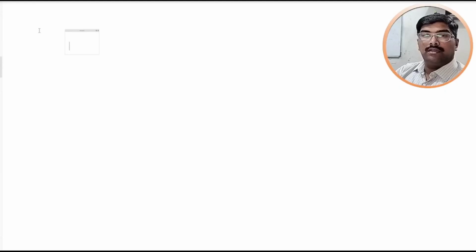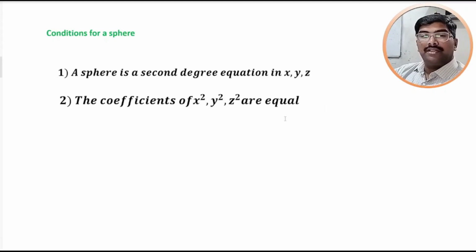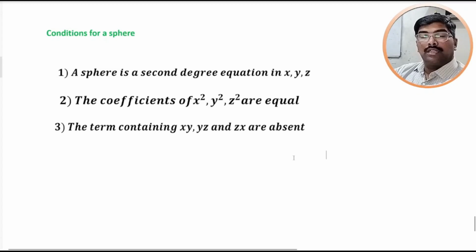Let us see the conditions of a sphere. The first condition of a sphere is a second degree equation in x, y and z. The second condition is the coefficient of x square, y square and z square are equal. The third condition is the term containing xy, yz and zx are absent.